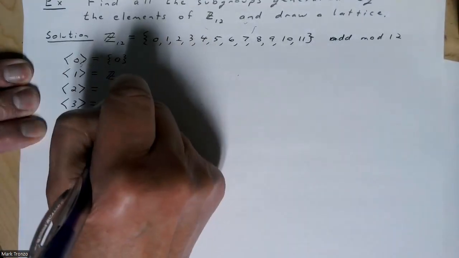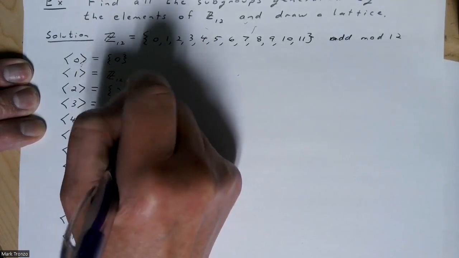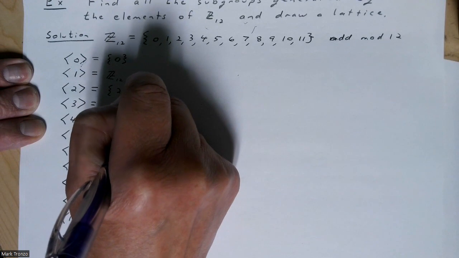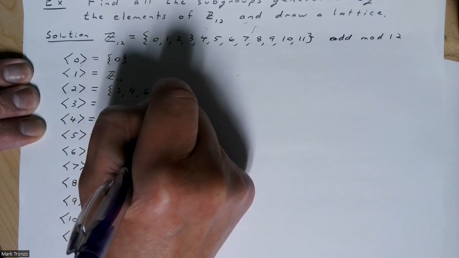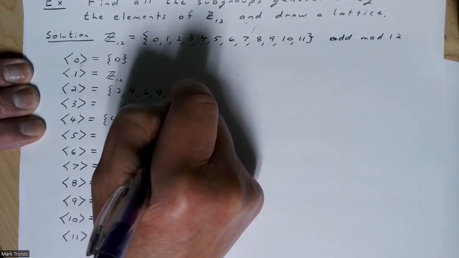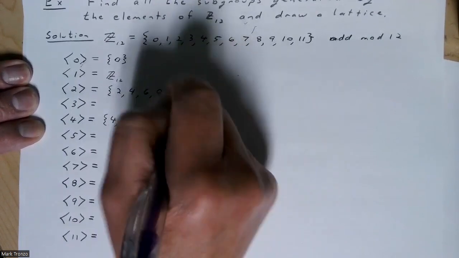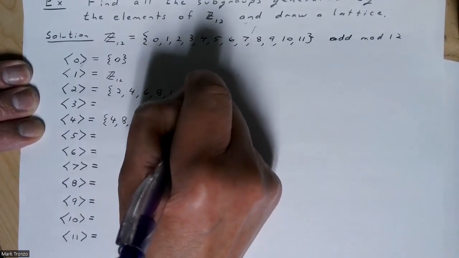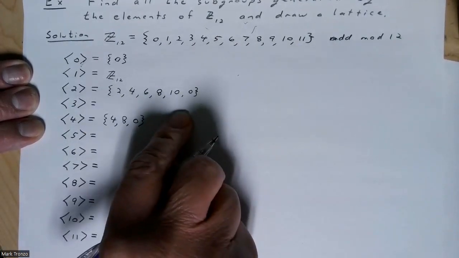2 times 2 is 4. 2 times 3 is 6. 2 times 4 is 8. 2 times 5 is 10. 2 times 6 is 12, but 12 mod 12 is going to be 0. So we get that. And you could put those in order to make it look nicer.